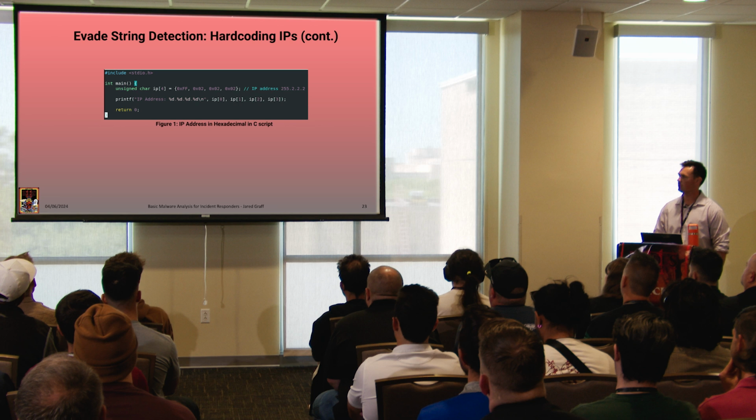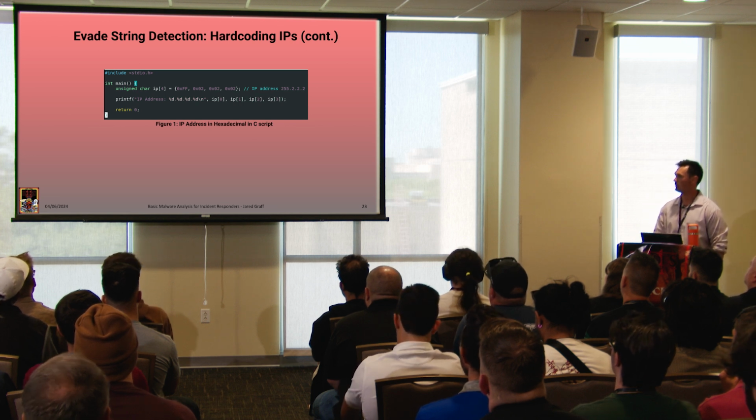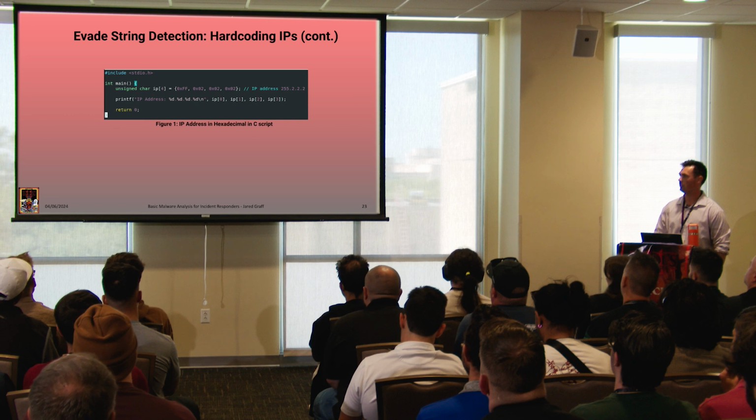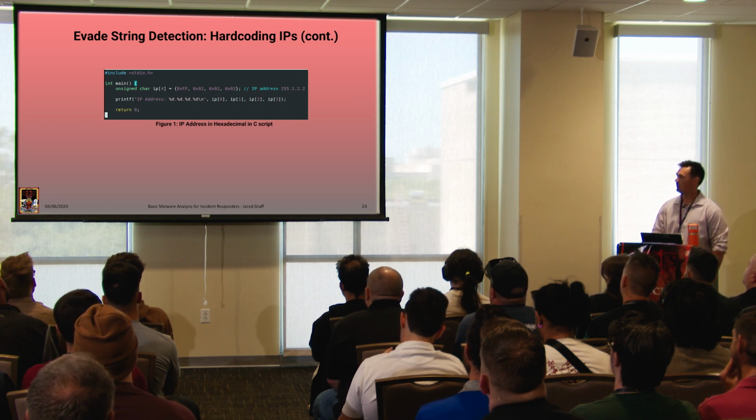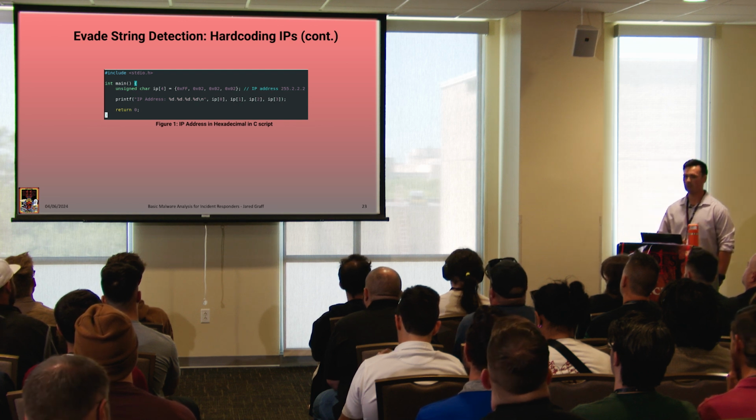At the end here, we're using the printf function to print the IP address to the screen with the %d, so this will display it in decimal format. Another note: this file is not actually malicious. This is just to show what a malware author would use.